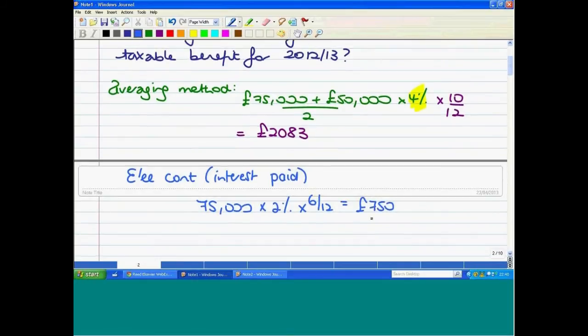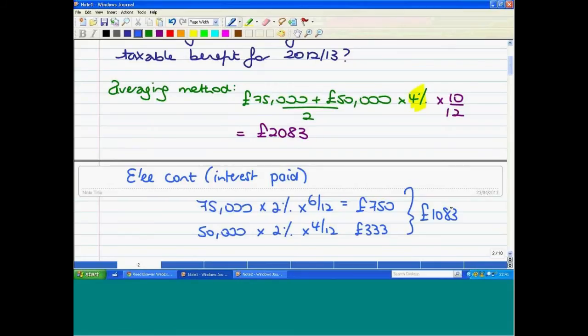And then if we look at the final period, so he then cleared $25,000, he had $50,000 outstanding, and again he's paid 2% interest for the remaining 4 months. Okay, so if we just work out exactly what he would have paid there, he would have paid £333. So that gives me a total of £1,083, that's the interest that he's paid.